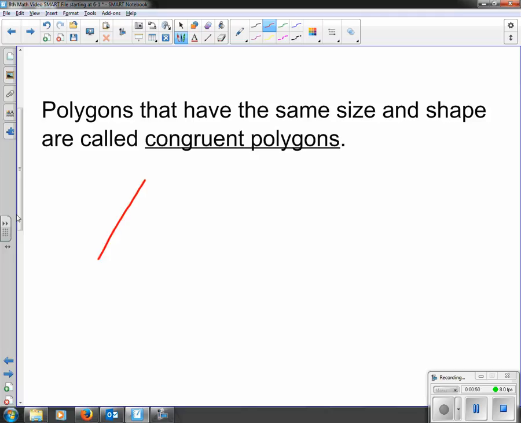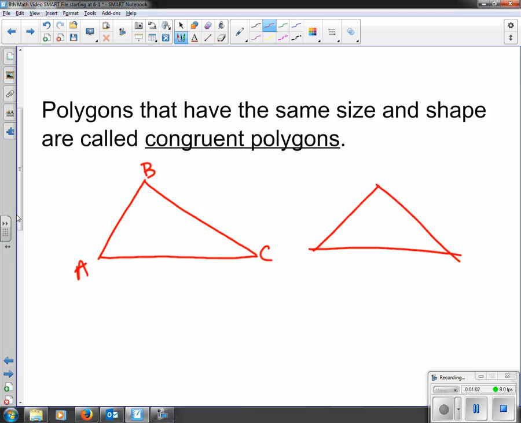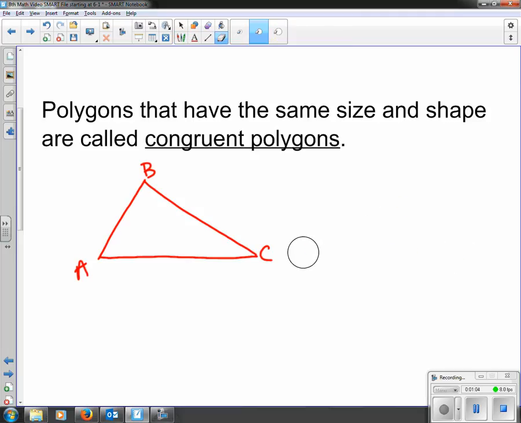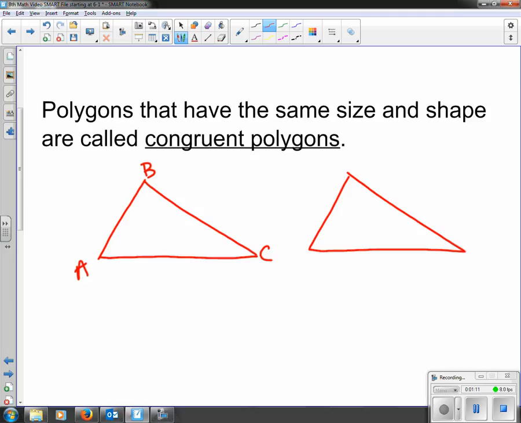So here's a polygon. We're just going to use a triangle in this situation. I have triangle A, B, C, and I have triangle, I'm going to try to draw it as similar as possible. And that's, of course, not going to be perfect, but let's pretend that they are congruent. So I have F, let's say G and H. Okay, so what that means is I am telling you that these two polygons are congruent.